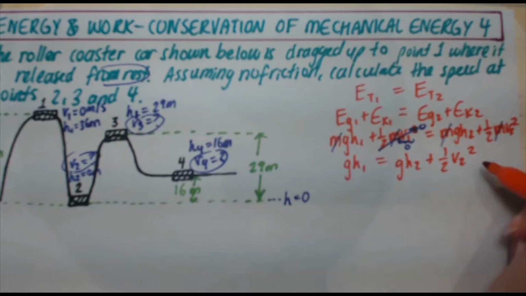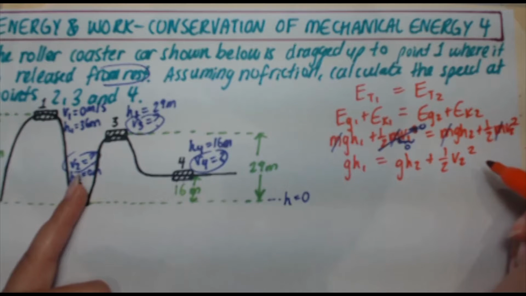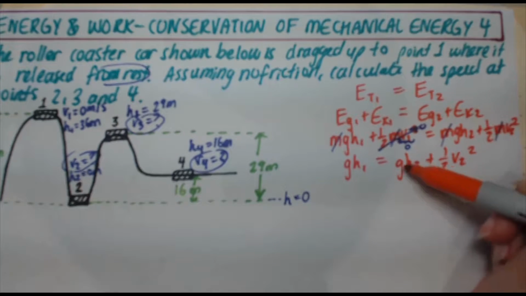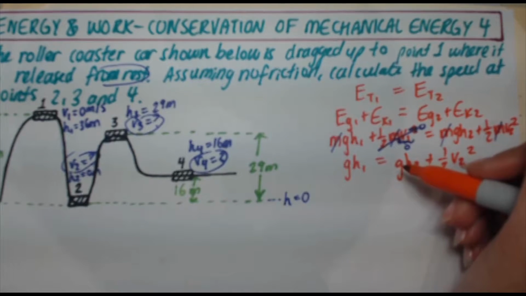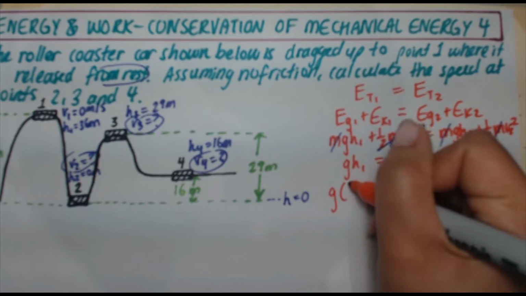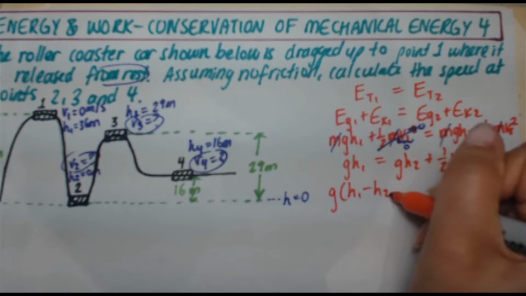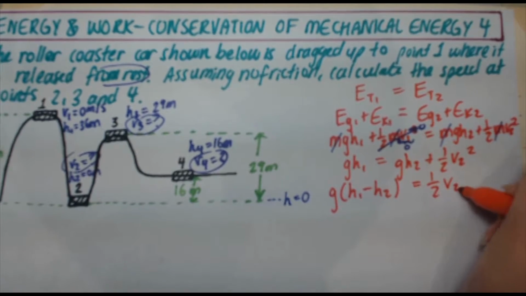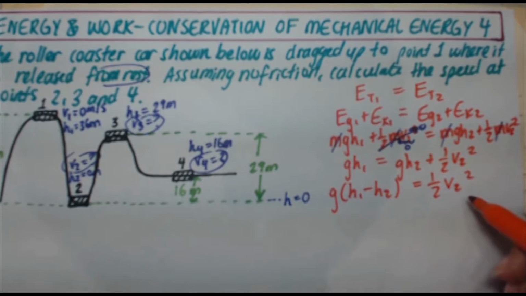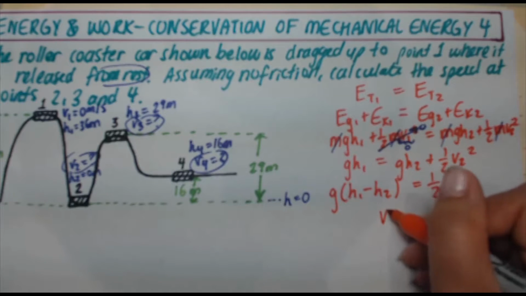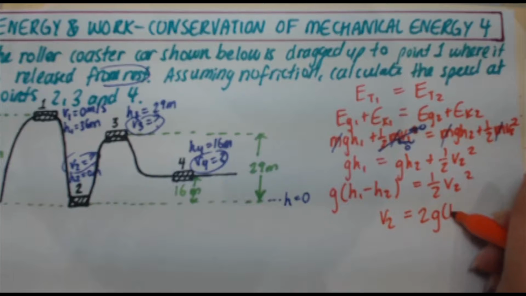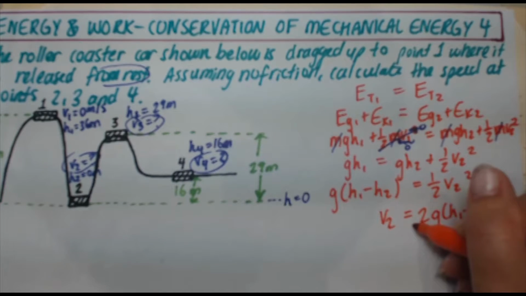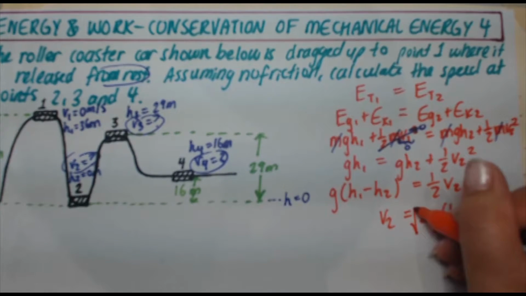So let's come up with an expression for the speed down here, because that's what I'm looking for after all. Notice that you have a g on the left. Actually, you can factor out the g, so let's do that first. g times (h1 minus h2) equals 1/2 v2 squared. Then isolating for v2, you're going to have to multiply both sides by 2 and take the square root. I'm going to write v2 on the left to make it look a bit cleaner: v2 equals the square root of 2g(h1 minus h2).